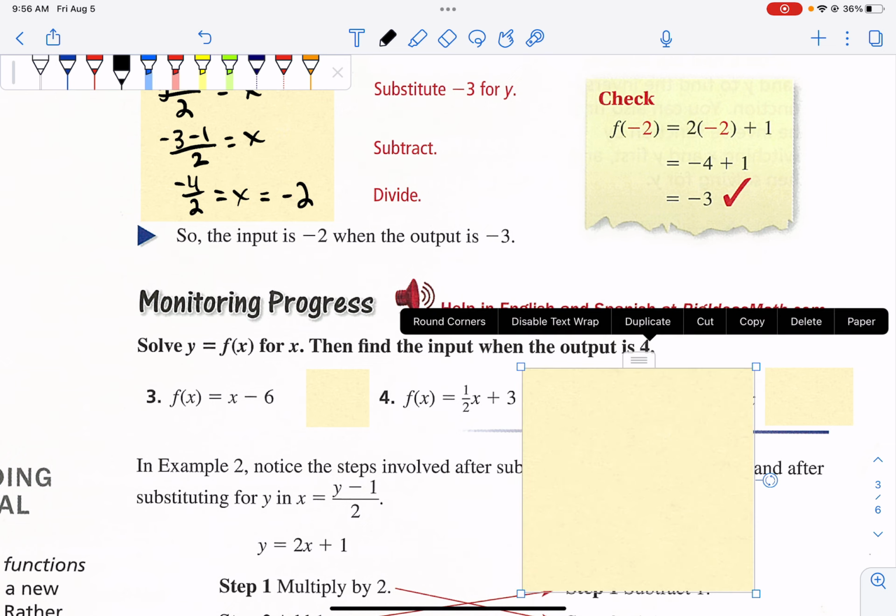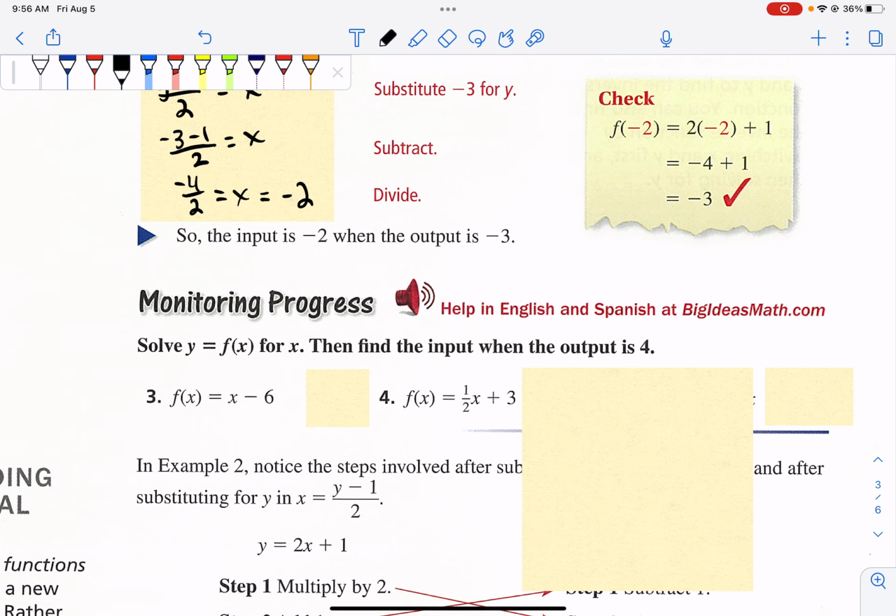So for example, let's do one more together. That wasn't a lot of practice. So number 4 is y equals 1/2 x plus 3. All right, so it wants me to switch. It doesn't want y equals, I need an x equals. So let's subtract 3 from both sides. Let's get x alone. So y minus 3 equals 1/2 x.